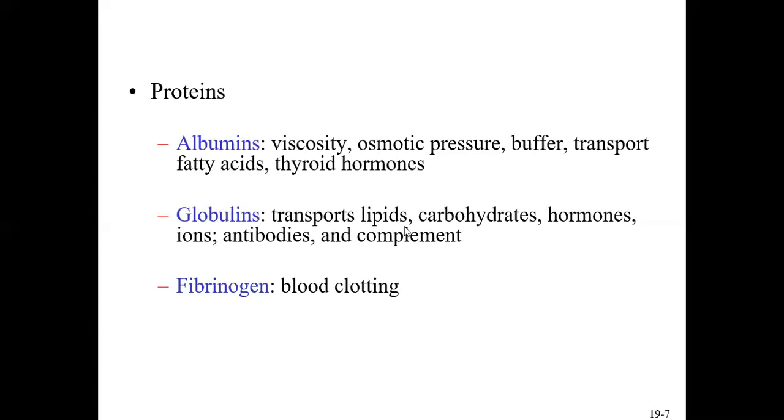Also, we'll talk more about complement later. This is also a protein that's found in the blood that is part of your immune system. We'll talk more about that in a later chapter. Then fibrinogen, this is a third type of protein found in the plasma. We'll talk a little bit about this one at the end of this chapter, because it does involve the blood clotting process.